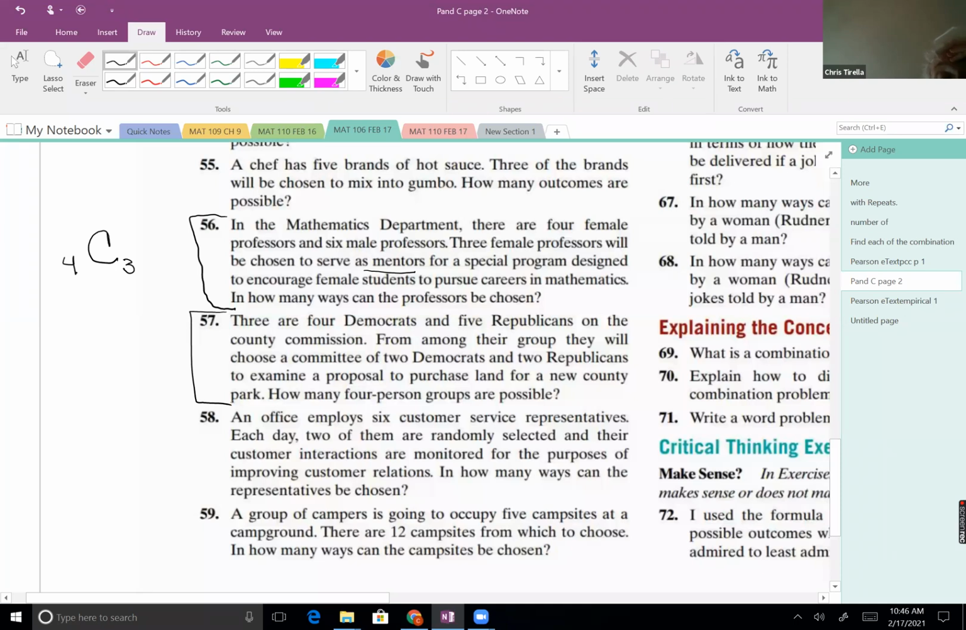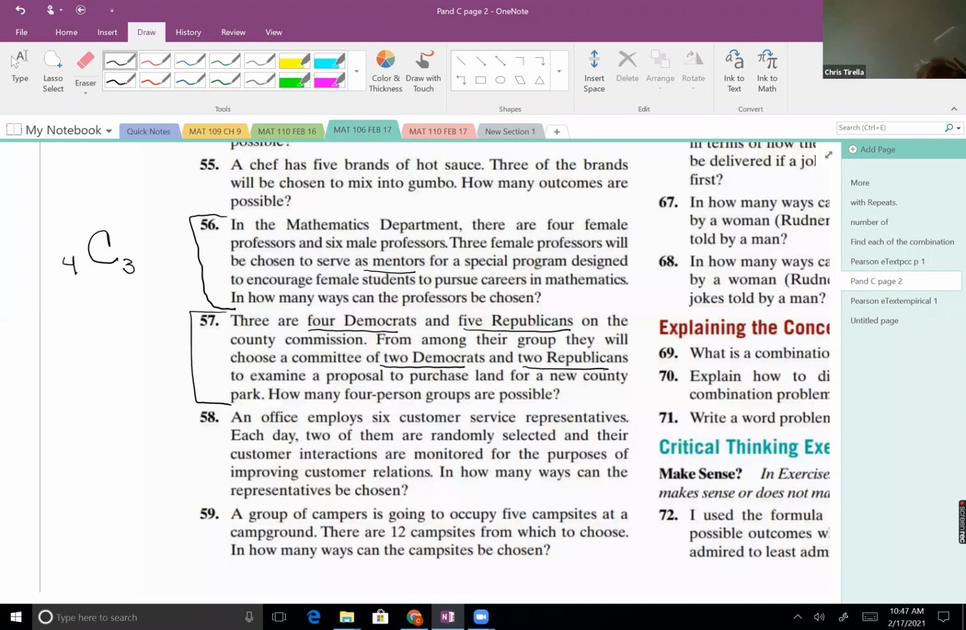I apologize. I had thought that question 56 was more like 57. Let's look at 57. 57 says there are 4 Democrats and 5 Republicans on a county commission. From among their group, they will choose a committee of 2 Democrats and 2 Republicans to examine a proposal to purchase land for a new county park. How many 4-person groups are possible?